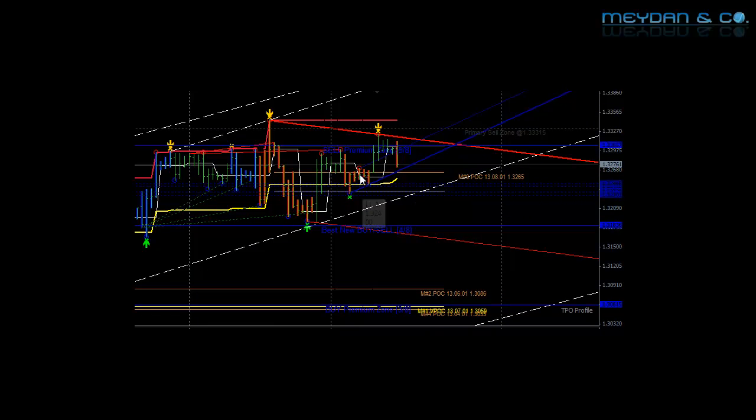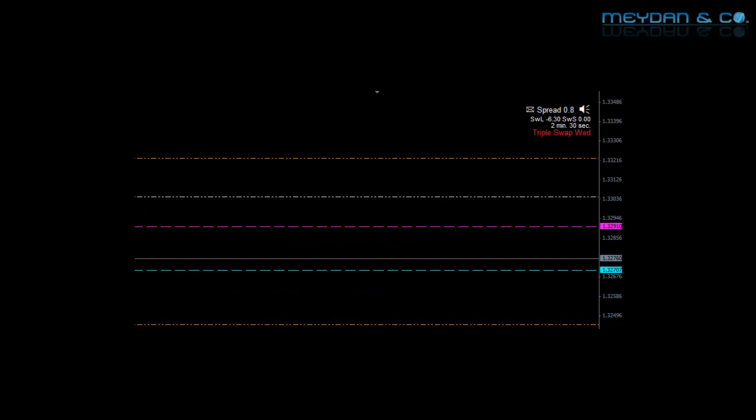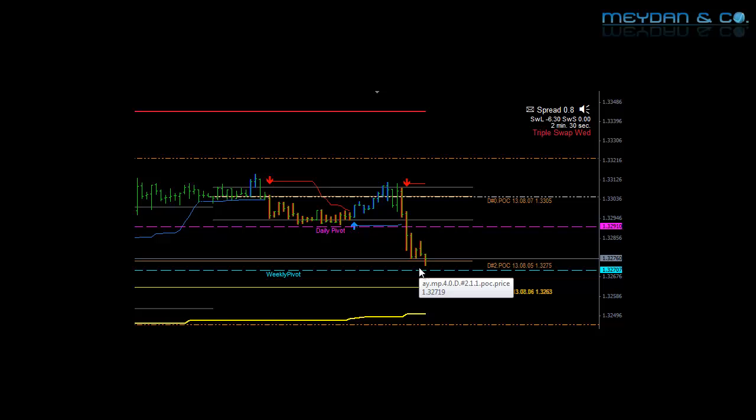Now, yesterday we said euro dollar, as it raised its head up, we need to keep selling. We continue to sell this currency pair. All you have to do is wait for it to raise its head up. Now, let's take a look. The weekly pivot, when it comes back to the daily pivot, you short.